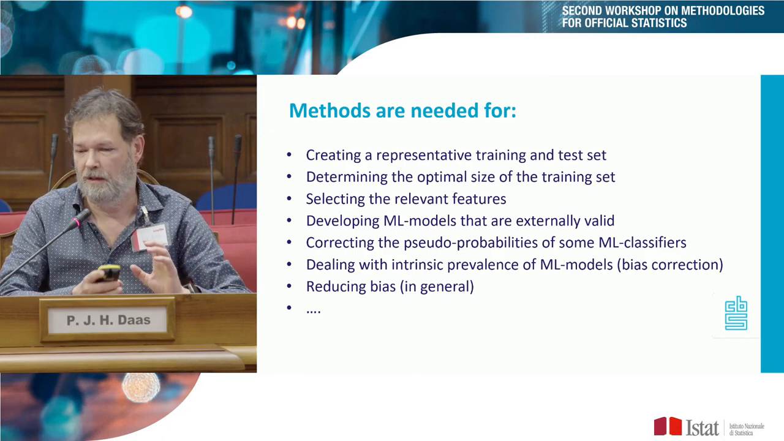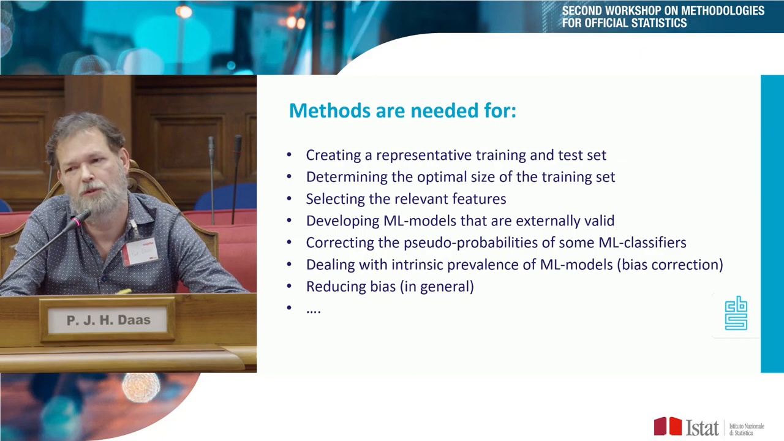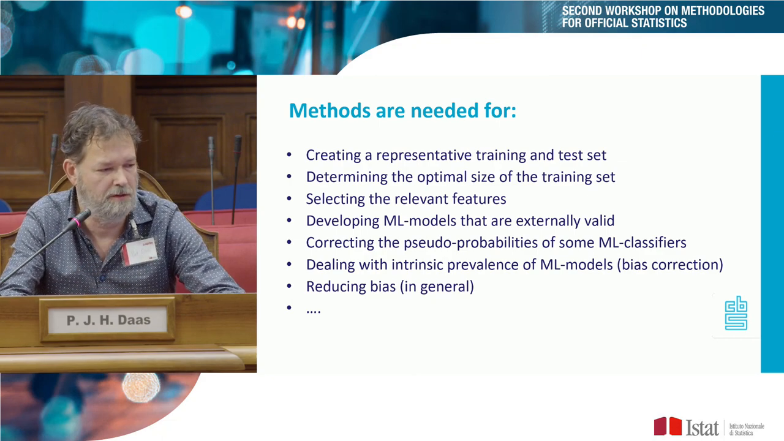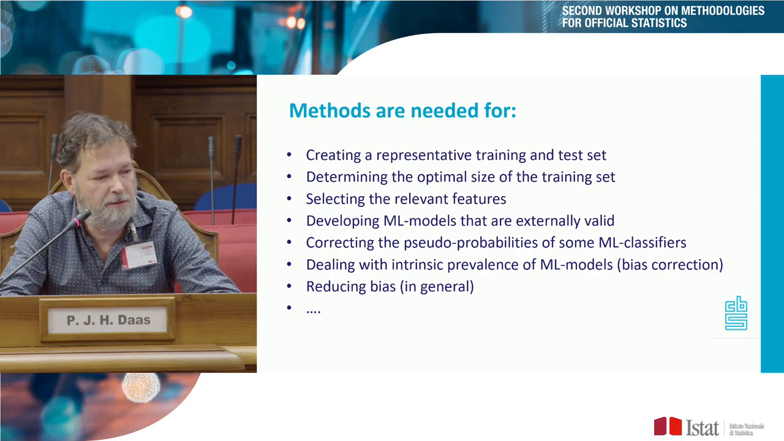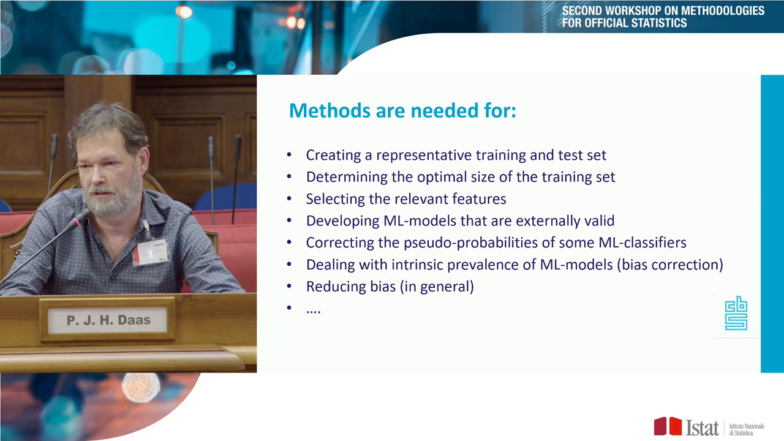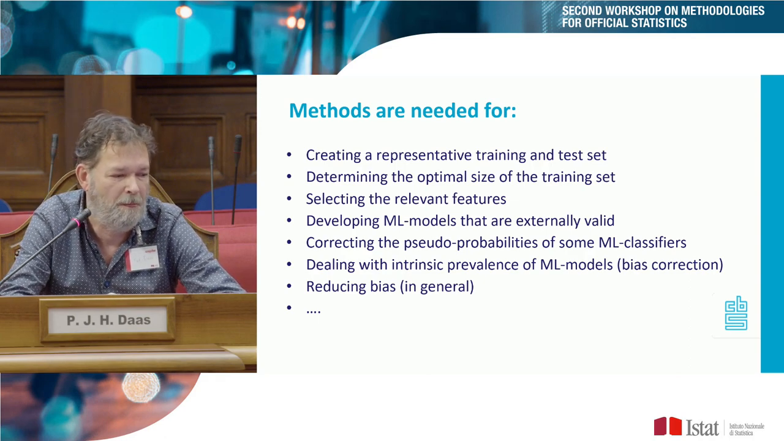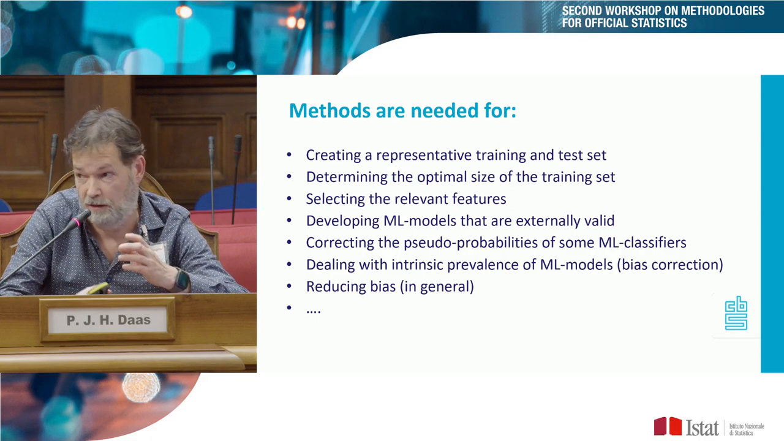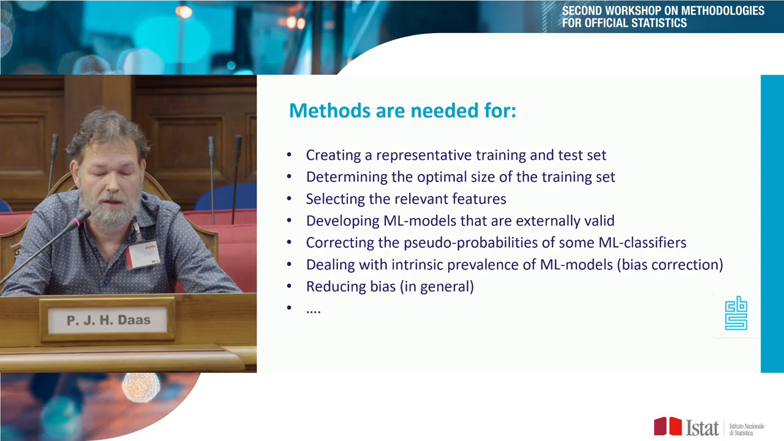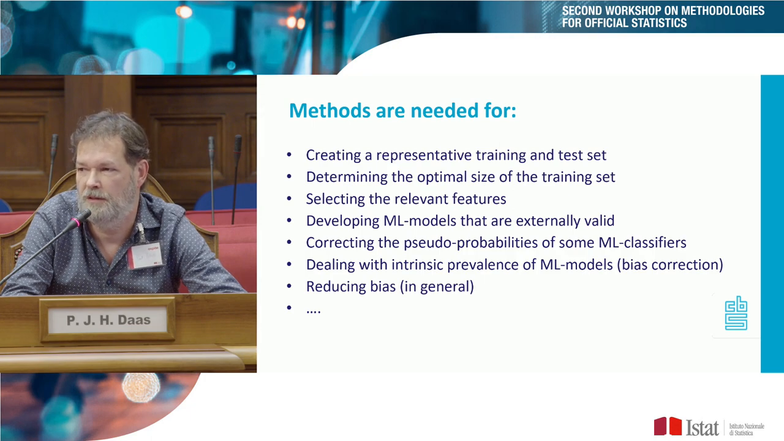A lot of machine learning work purely focuses on the data set given and tries to develop a model that works really well on that. But we want to have an externally valid model. We want to correct the pseudo probabilities of some machine learning classifiers. It would be nice if we could convert them to real probabilities, because that means that we would probably reduce the number of false positives tremendously. And we also want to deal with the intrinsic prevalence of machine learning models. Machine learning models, at least in the classification example, tend to prefer classification on the percentage of positive cases they are trained on. I will illustrate that in a moment.